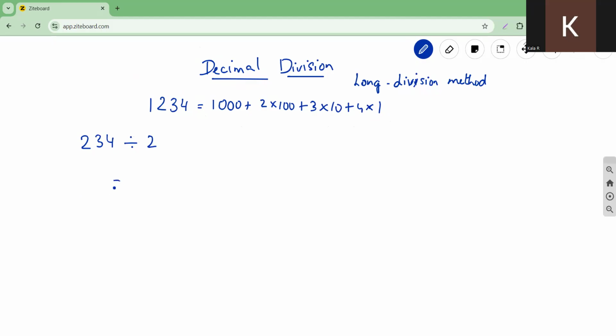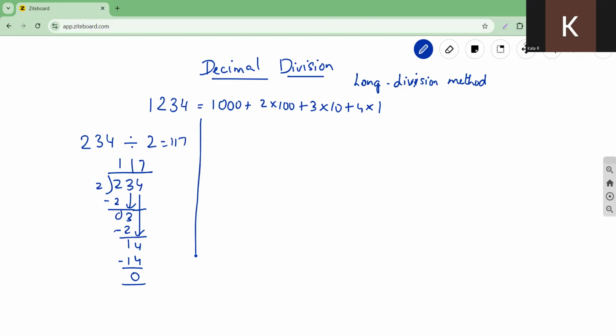How would you do it? 234 inside the bracket and 2 outside. 2 times 1 is 2 and subtraction gives 0. You take the 3 down, 2 times 1 is 2 and subtraction gives 1, and then you take the 4 down and it becomes 14. 2 times 7 is 14. Subtraction gives you 0. Simple. The answer is nothing but 117. The quotient is 117 and the remainder is 0.